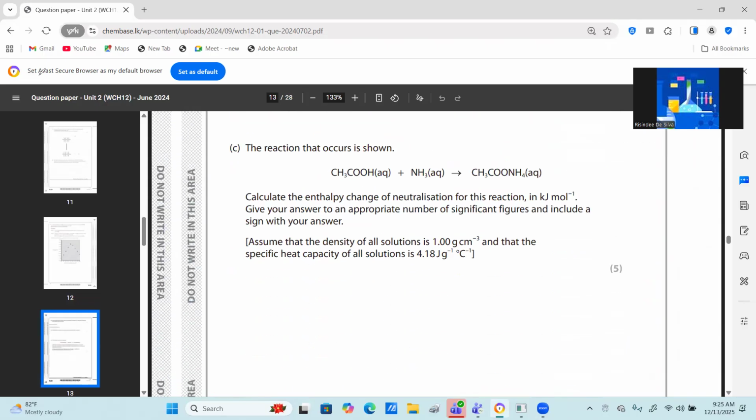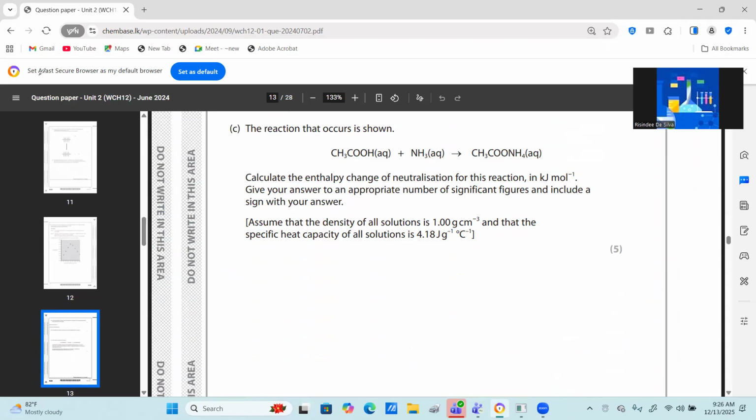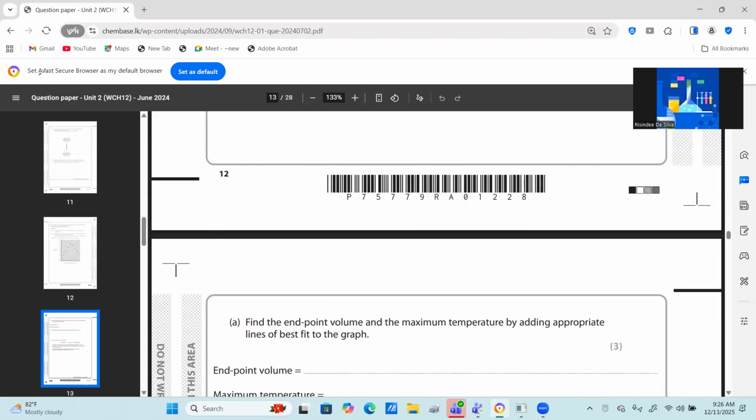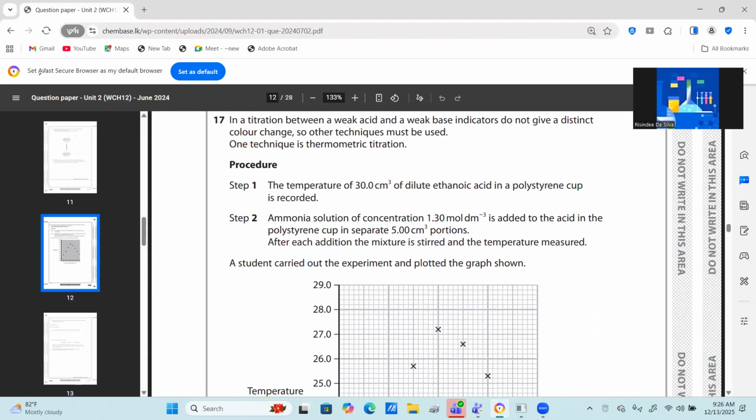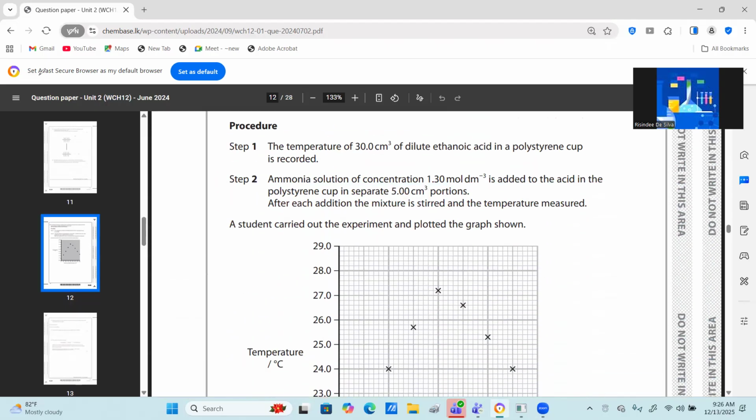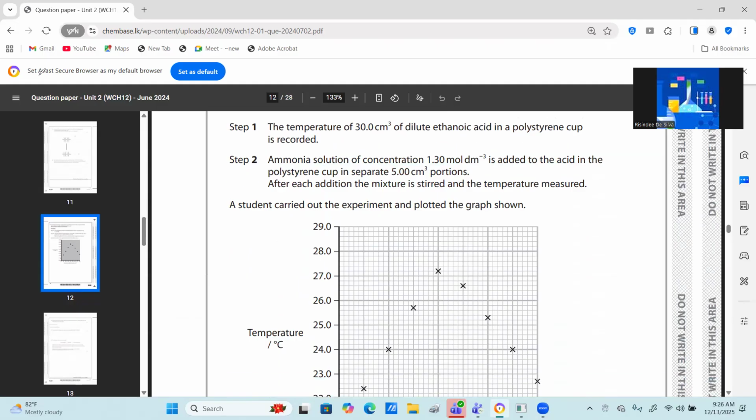The reaction occurs as shown. Calculate the enthalpy change of neutralization. Okay, so for that we have to apply Q equals mcΔT. Now they haven't given the mass of anything, but they have given the volume of ethanoic acid.